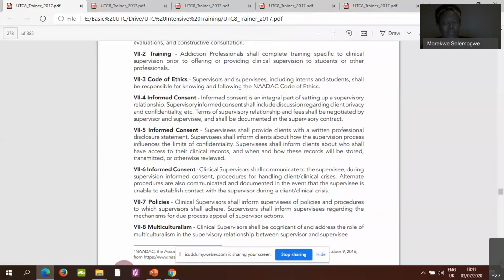Supervisors shall inform supervisees regarding the mechanisms for due process appeal of supervisor's action. There should be policies in case a supervisee has concerns about the supervisor, on what to do and what actions to take. They should be there, and they should be availed to the supervisee as a supervisor.